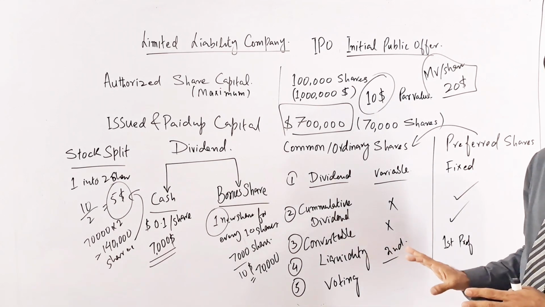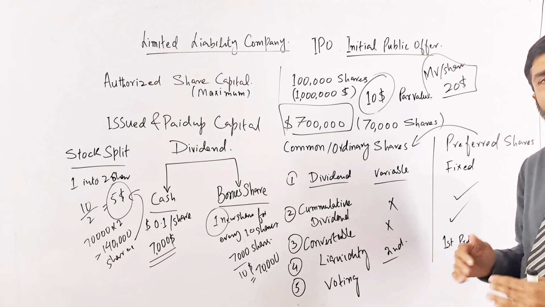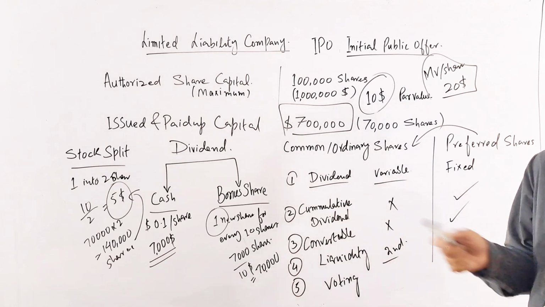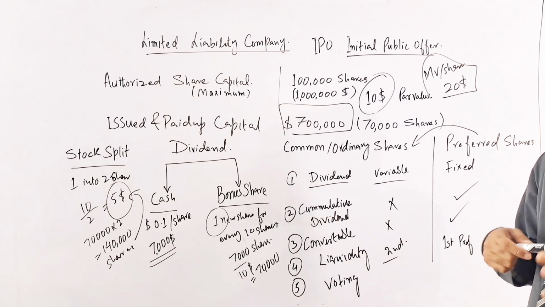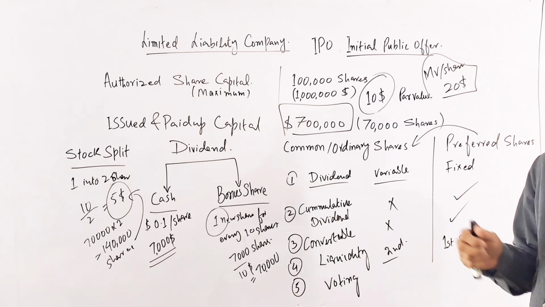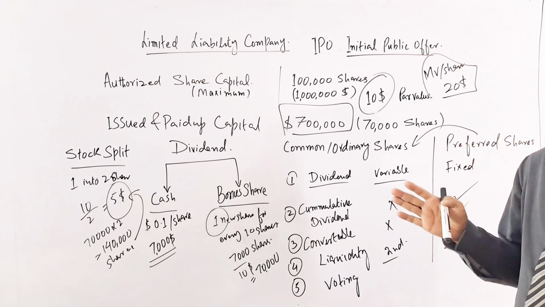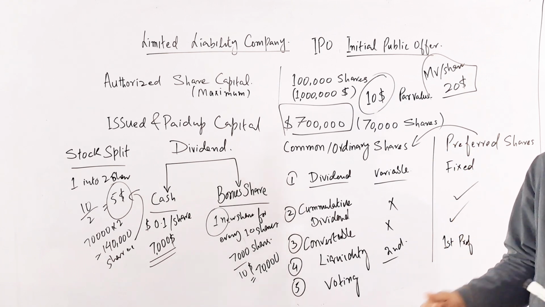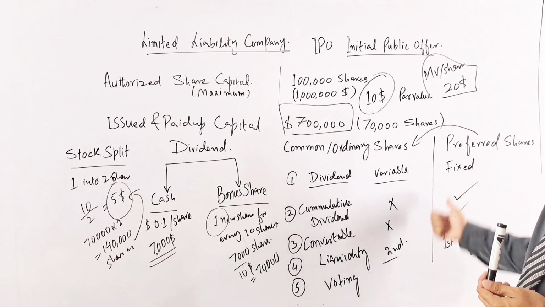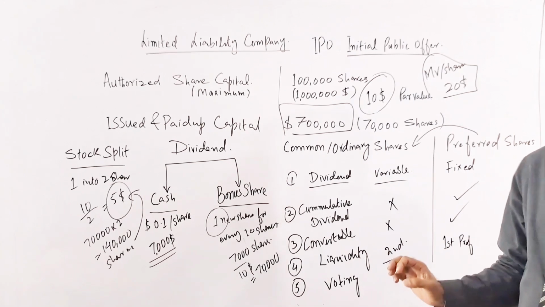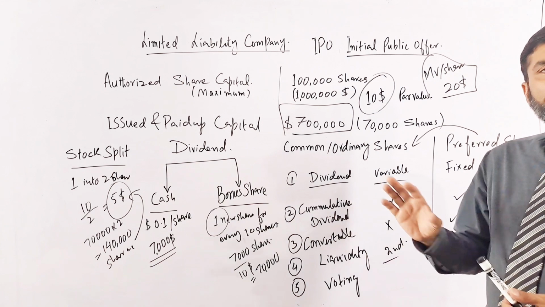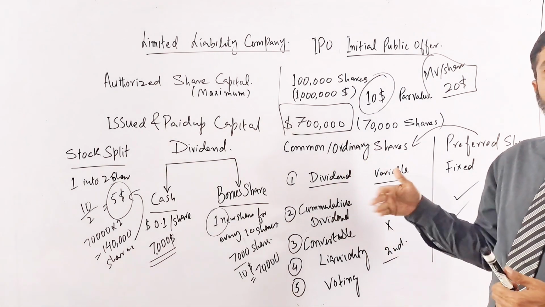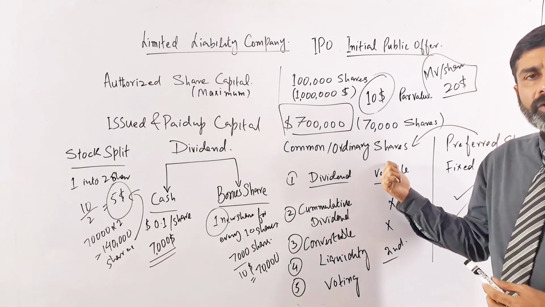Now, in this case, the company is going into liquidation, into insolvency, and they have to sell all the assets and pay all their liabilities. Even after paying some or all of the liabilities, if something in the form of cash or assets is left, it will be paid first to the preferred shareholders, and after that, if something is left, that will be distributed among the common shareholders.